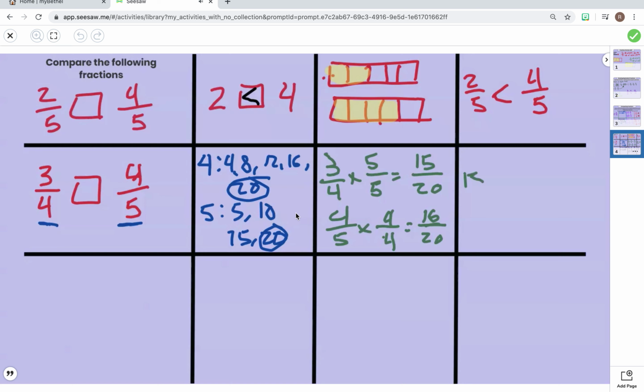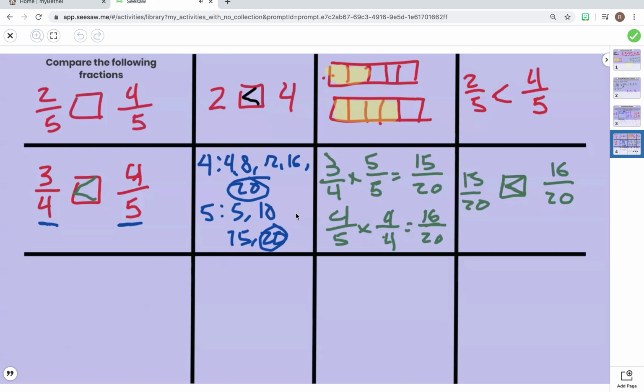So 15 20ths compared to 16 20ths. Well, it's the same denominator, so it's the same unit. 15 is less than 16, so 15 20ths is less than 16 20ths. So 3/4 is less than 4/5.